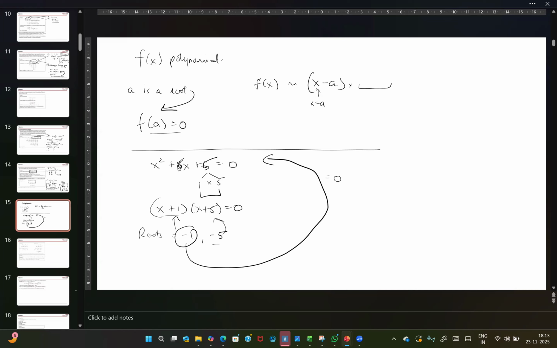Okay. Got it? Does it have roots? So that's how it looks, yeah? So this is the relationship between root, factor, and polynomial.